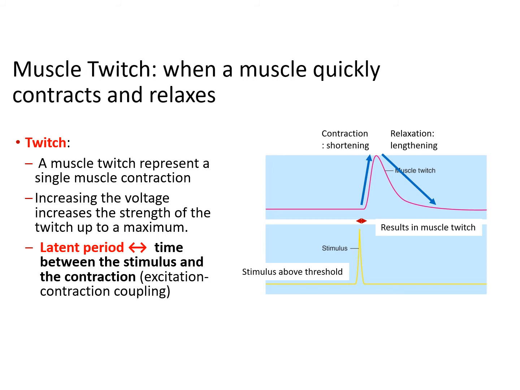Once a stimulus initiates your muscle contraction, that stimulus is going to first initiate an action potential, which is basically that electrical signal. After it receives that stimulus and action potential, the muscle is going to contract, and eventually it's going to relax. So a muscle twitch represents a single muscle contraction, and there's something known as the latent period, and that's basically the time between the stimulus and the contraction of the muscle.